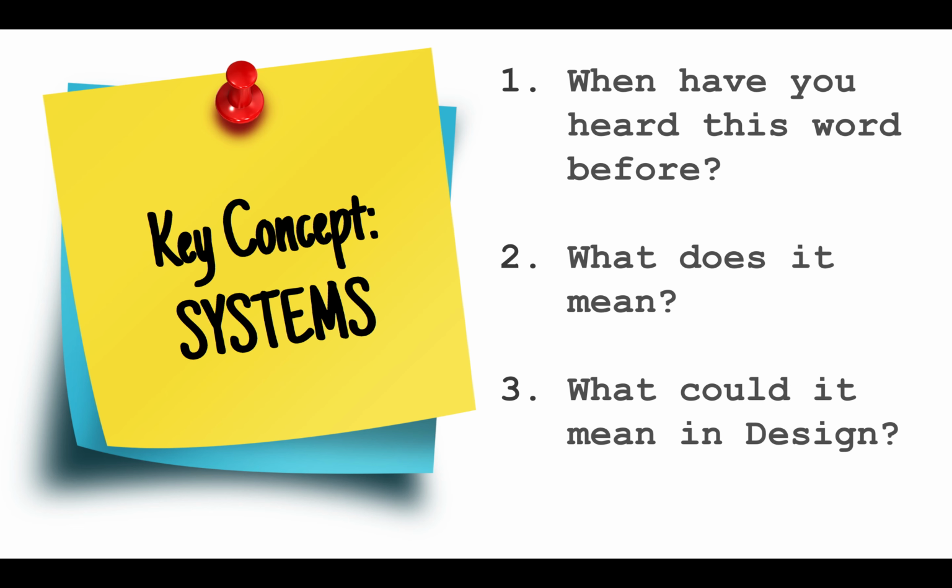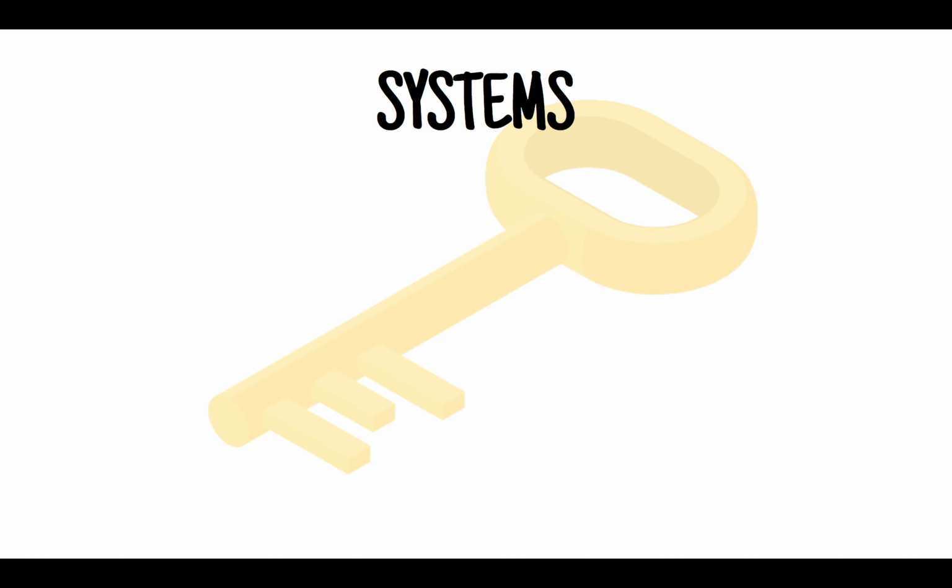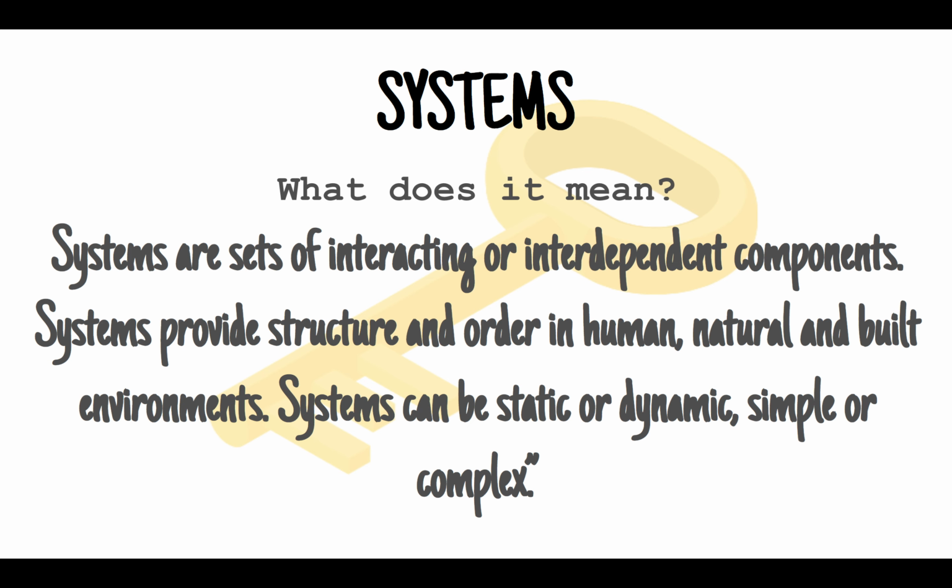And then what could it mean in design or to designers? So I could even get them to brainstorm, okay, brainstorm all these systems. I want you to cross out all the ones that are not related to design. There's loads of things you could do with this. And then I have, what does it mean? Systems are a set of interacting independent components. Systems provide structure and order in human, natural, and built environments. Systems can be static or dynamic, simple or complex.